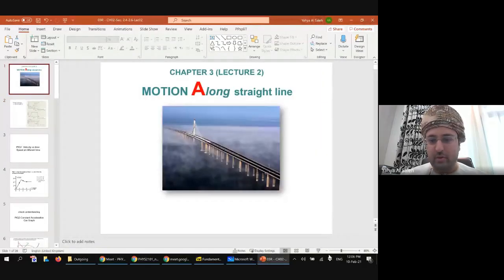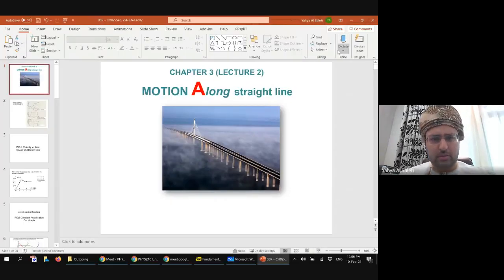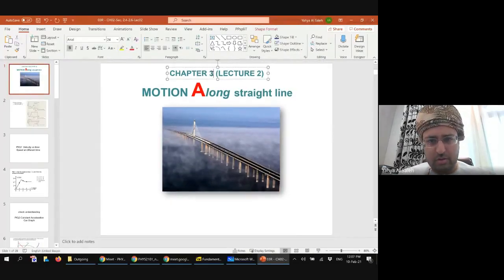Okay, so we continue with motion along a straight line. Also, this is wrong. This should say chapter 2, not chapter 3.